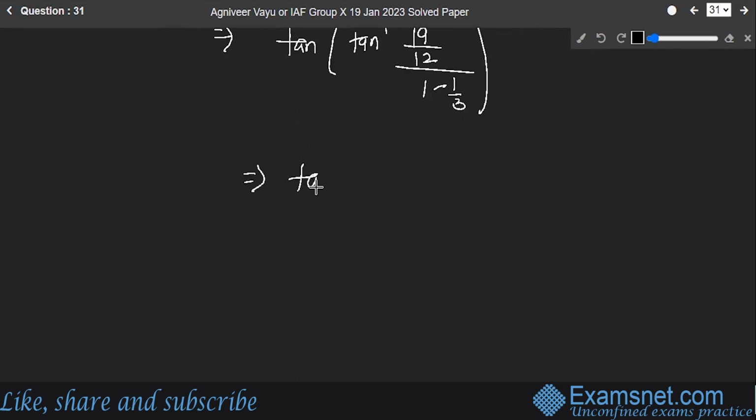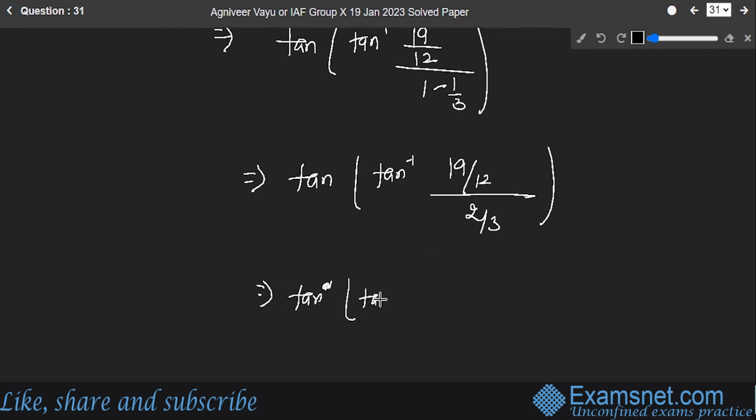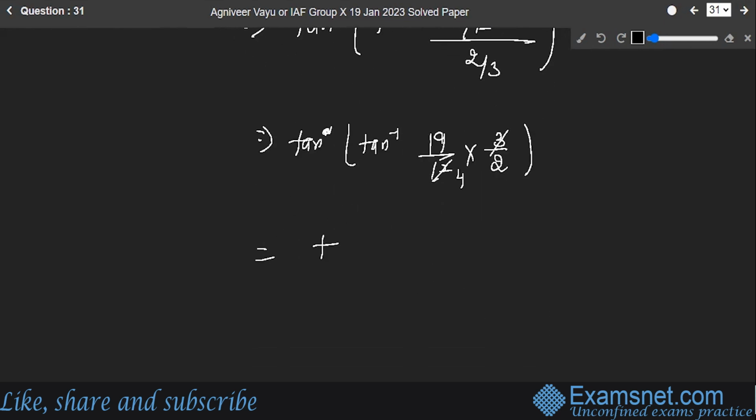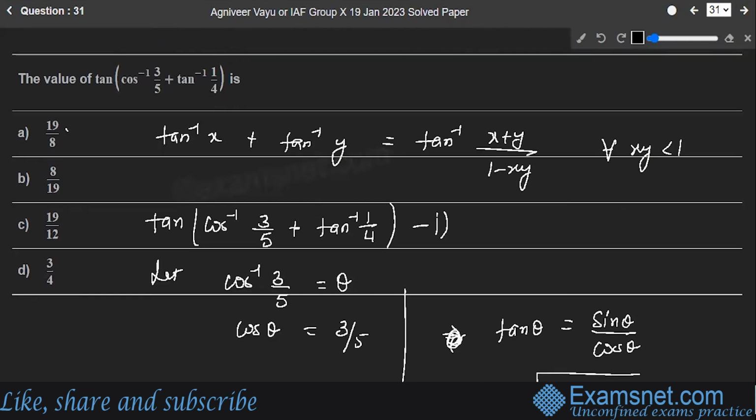This is tangent of tangent inverse 19 by 12 whole divided by 2 by 3. 19 by 12 divided by 2 by 3 will be 3 by 2 multiplied. So here you will cut 4 and you'll be left with tangent of tangent inverse 19 by 8, which is equal to 19 by 8. So that is it. 19 by 8 is the answer to the question, option A. Hope you got that. Next is question number 32.